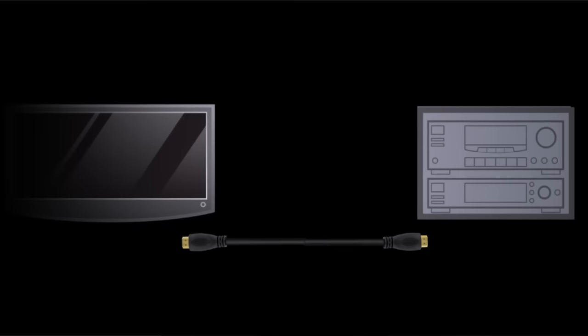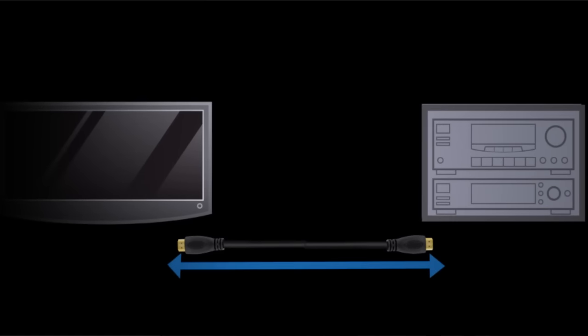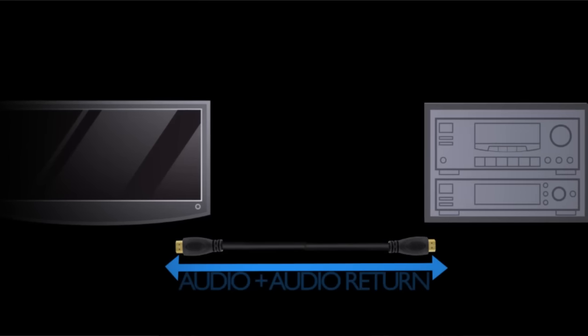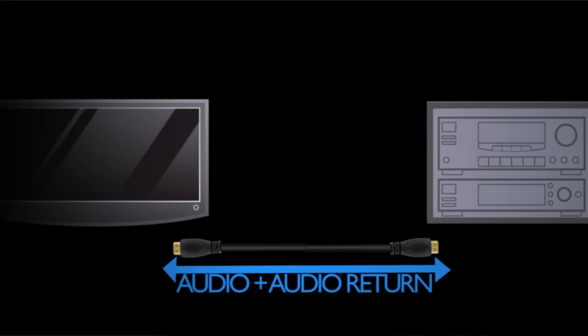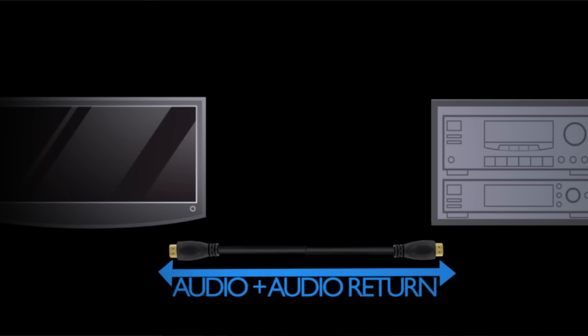What's new in HDMI 1.4 is the ability to bring audio back from the display to the source. The most common application is when audio is fed directly to your TV, like from an antenna for instance, but you want the option of playing it through your surround sound system.